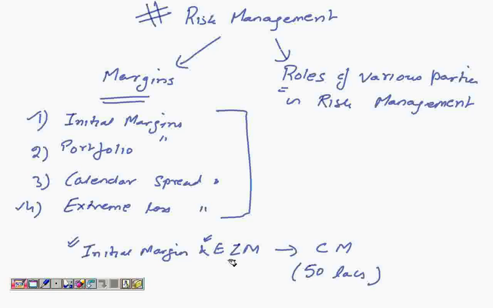What are the initial and the extreme loss? We'll just cover that. But just before we go any further, I just wanted to reiterate and kindly remember this, that initial margin and the extreme loss margin are maintained by the clearing members from the liquid net worth, right? So this is also very important, liquid net worth. And liquid net worth at all points of time is 50 lakhs, right? So what we'll do now is quickly look at these margins one by one: the initial, portfolio, calendar spread, and extreme loss.